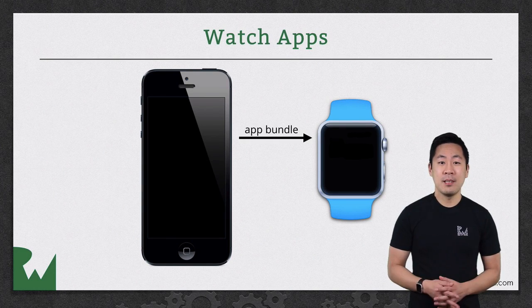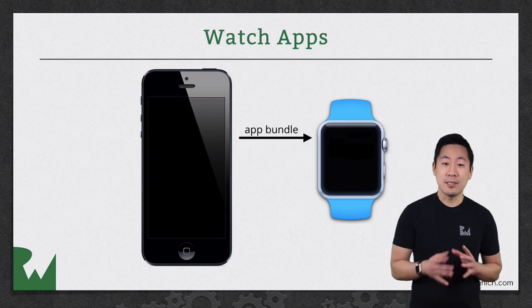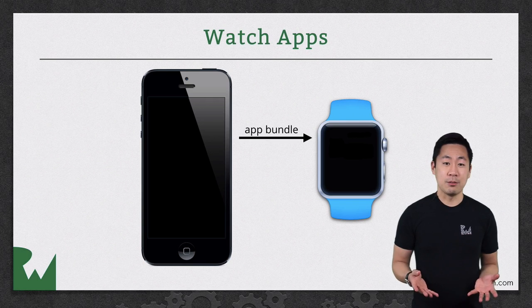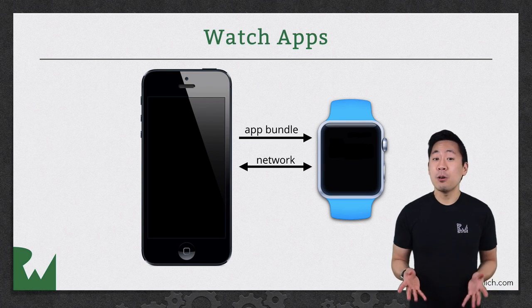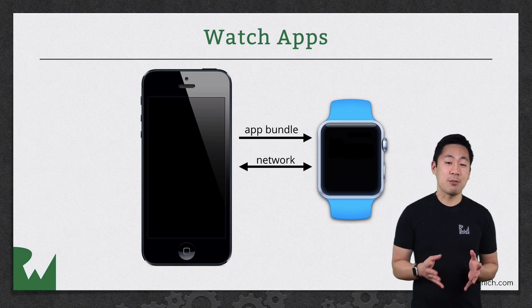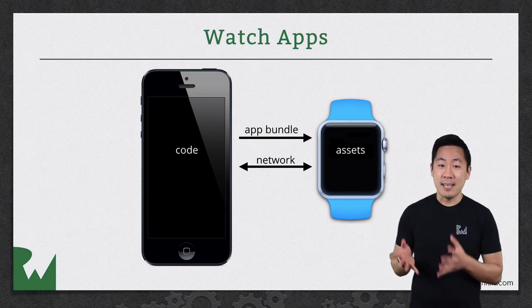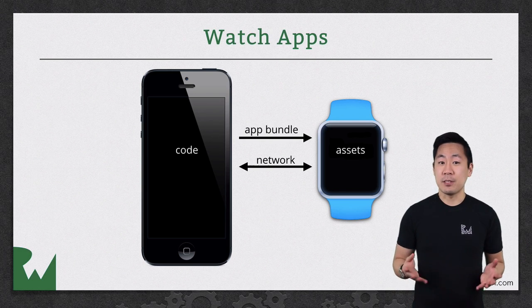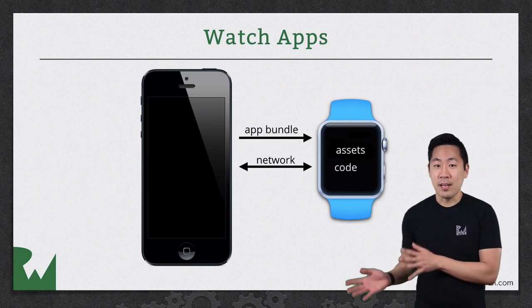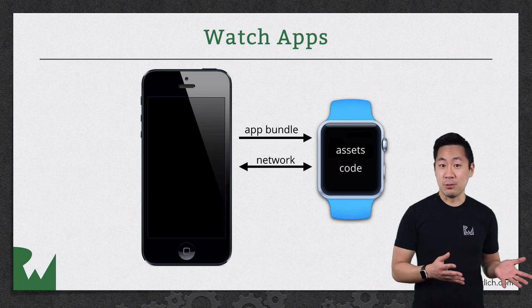iOS app. Although the watch app runs on the watch itself, it still relies on the phone for things like network connectivity. In watchOS 1, the code for the watch app was in an extension that ran on the phone, while the assets, such as the storyboard, were on the watch. In watchOS 2, things have moved over and the code now runs on the watch too.